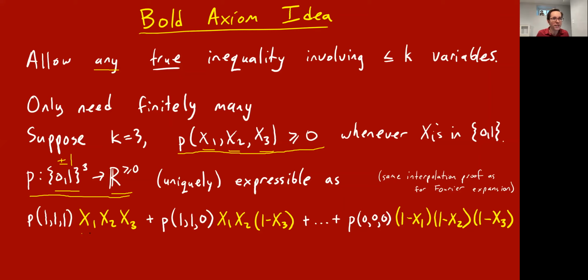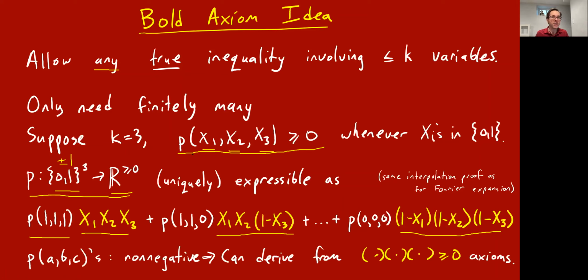What I can do is write down these 8 degree 3 polynomial expressions, and I can multiply this one by the polynomial's value at 1, 1, 1. You see, this polynomial expression is 1 if the bits are all 1, and all these other ones are going to be 0. So I multiply it by the value of p at 1, 1, 1, and I can do a similar thing for all 8 truth assignments. And since we're assuming this polynomial is non-negative on all 8 truth assignments, these coefficients here are actually non-negative.